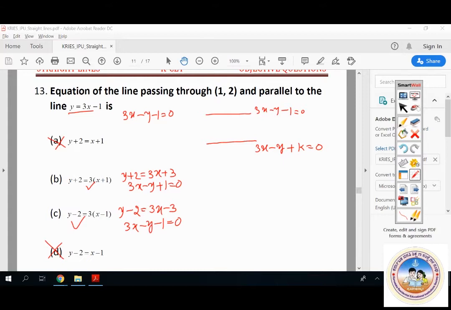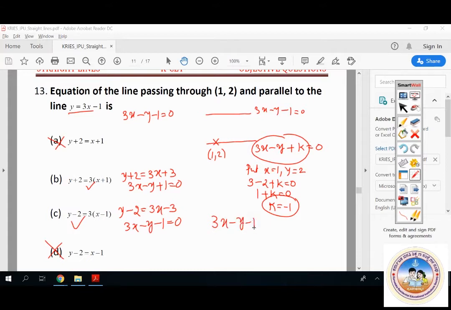ನೋಡಿ ಇದೇನಿದೆ, this line 3x minus y plus k equal to 0 it is passing through the point ಯಾವ್ದಪ್ಪ (1, 2) ಇದೆ. Therefore you should put x is equal to 1 and y is equal to 2 in this. It is 3 minus 2 plus k is equal to 0. So 1 plus k is equal to 0. The value of k becomes minus 1. ಈ k ತಗೊಂಡು minus 1 ಅದರಲ್ಲಿ ಸಬ್ಸ್ಟಿಟ್ಯೂಟ್ ಮಾಡಿ ಈಗ. It is 3x minus y minus 1 is equal to 0 ಬರ್ತಾ ಇದೆ.